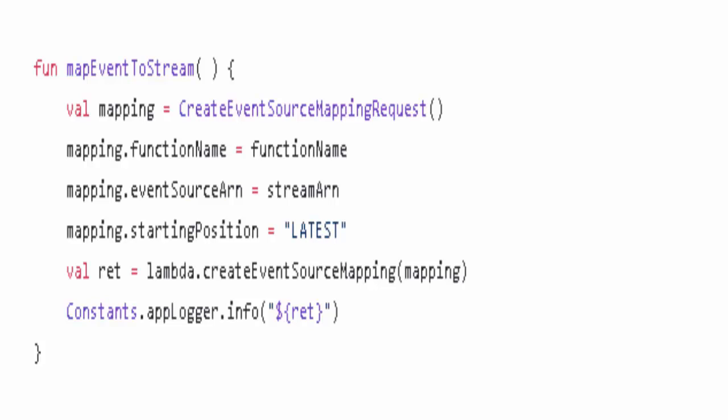The AWS SDK makes it easy to map our function to the stream. It has a type, CreateEventSourceMappingRequest. Once we've created this type, it's very easy using the function name and the ARN for the Kinesis stream.